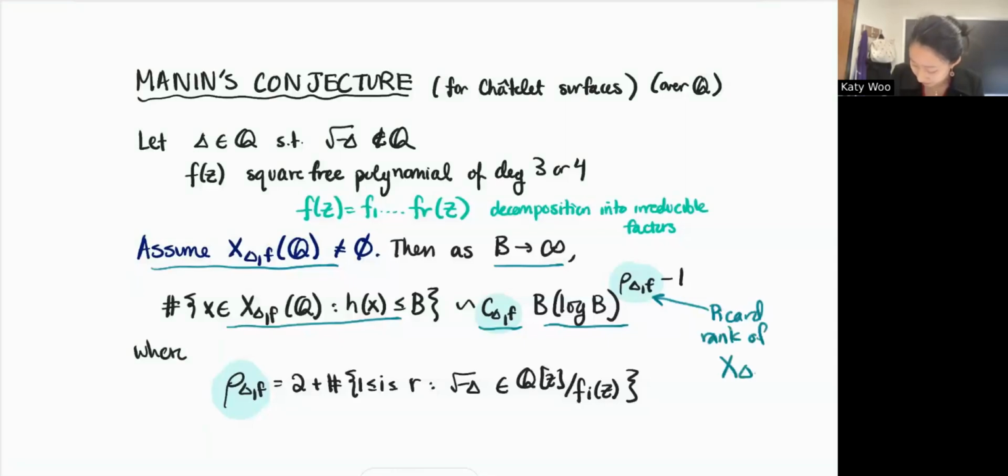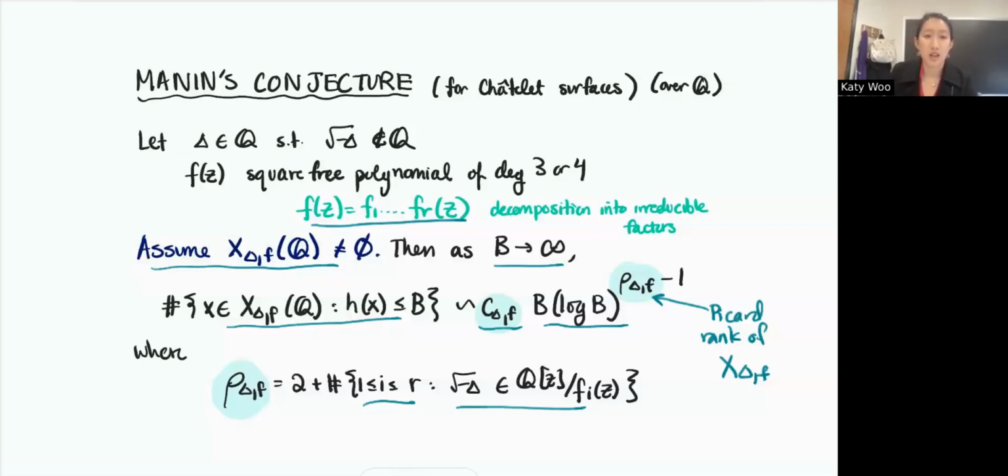And this Picard rank can be computed very explicitly. So let's say that f of z decomposes as f1 through fr. These are going to be irreducible polynomials. Then the Picard rank is equal to 2 plus the number of irreducible polynomials fi such that the square root of negative delta is contained in the field extension defined by fi.